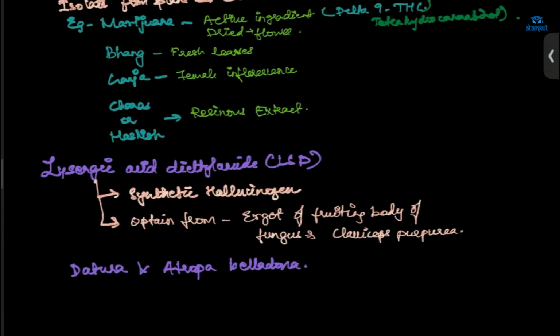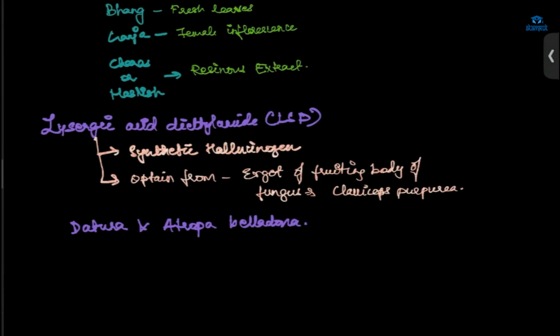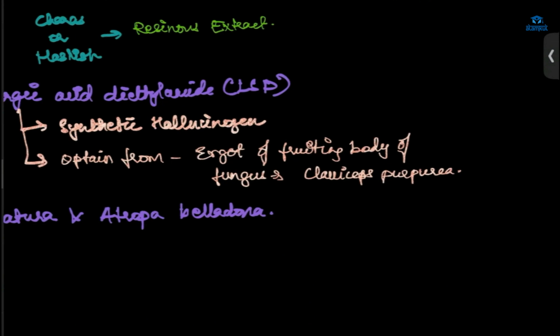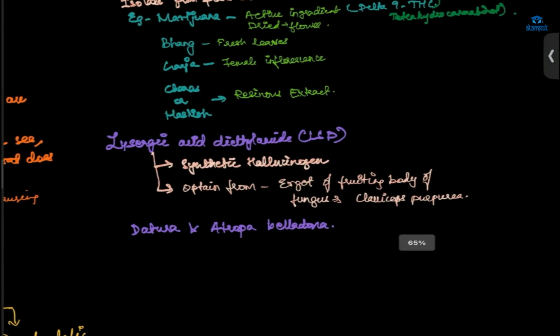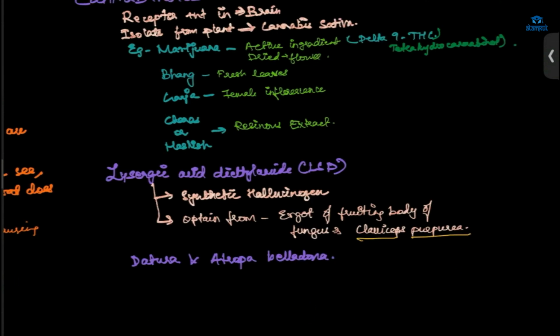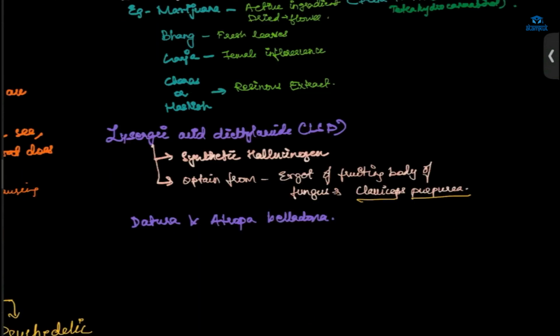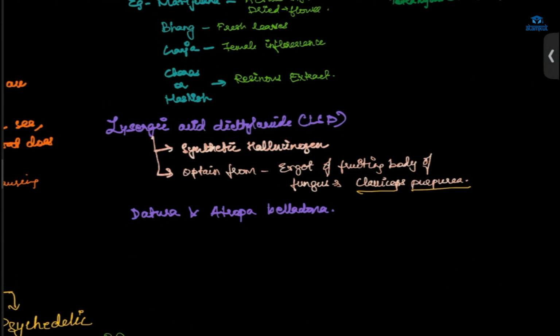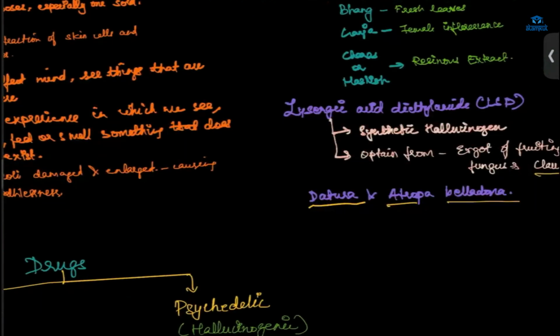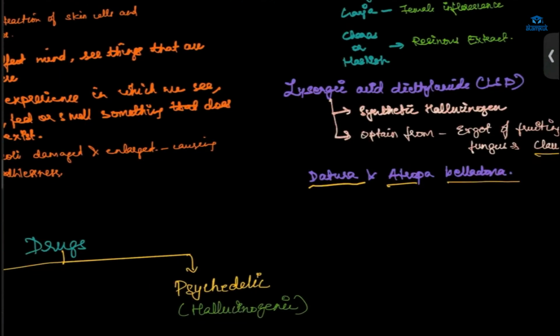Next, we have lysergic acid diethylamide, LSD. It is a synthetic hallucinogen, and it is obtained from ergot fungus. Which fungus? Claviceps purpurea. Let me underline Cannabis sativa. And from Datura and Atropa belladonna also, which drugs will come? Hallucinogenic drugs. Okay, so this chapter is over.